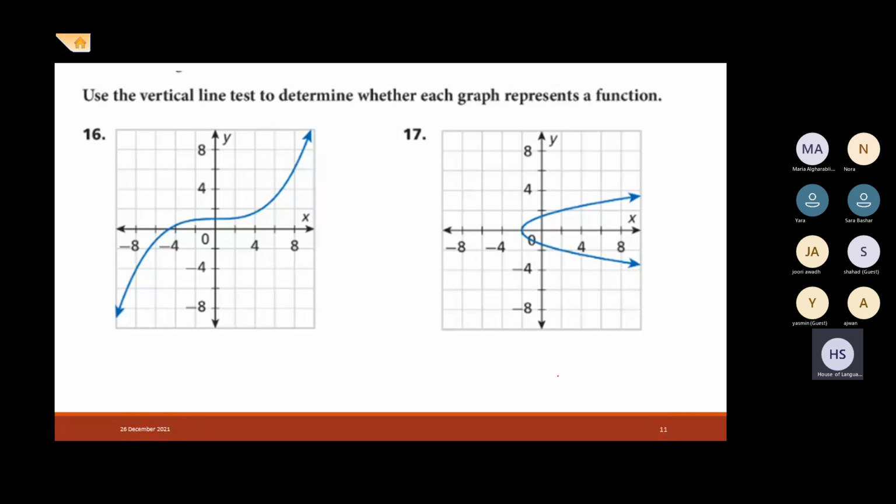No, it's named vertical line test. From its name, vertical line test. It's a relation, but it's not a function. So, number 16, is it a function? Yes. Let's see. It passes only 1 point. So, yes, it's a function.